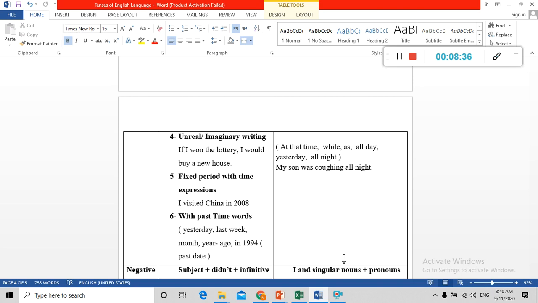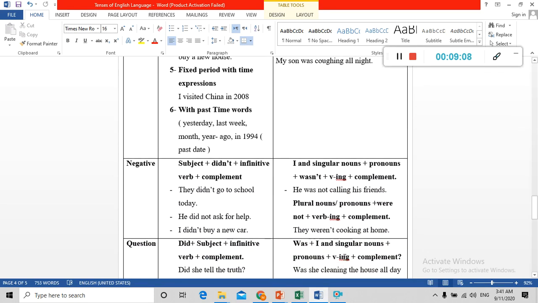Of course, in the future, I will tell you we can use present perfect continuous with this when we talk about the length of the action, but also we can use past continuous. Here, we can say my son has been coughing all night. But I will show you later what is the difference when you use this and when you use present perfect continuous.